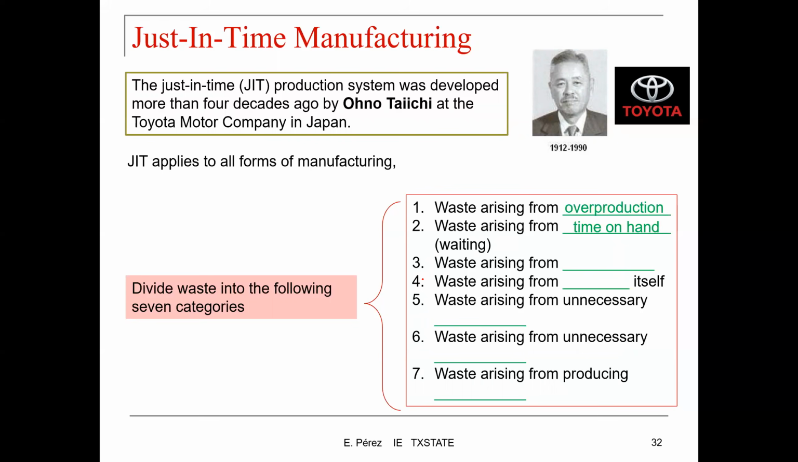Waste arising from time on hand. If you have things like work in process on your manufacturing floor that is not being moved, not being processed, that's this type of waste. Waste arising from transporting. You want to minimize the transportation of parts, and that's why this is connected to facilities planning. So our layout has to be efficient so we can minimize this waste.